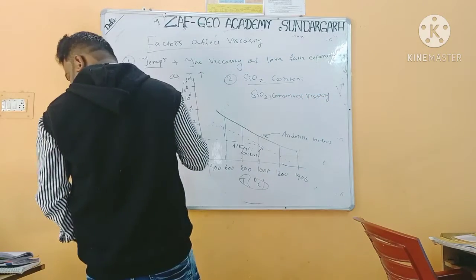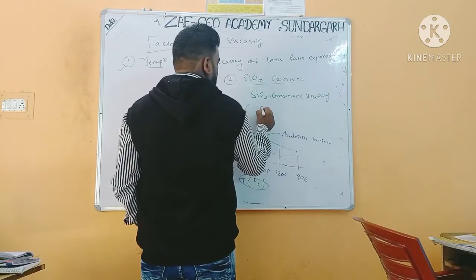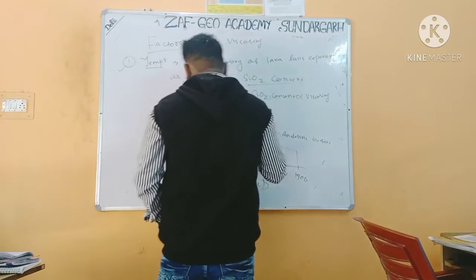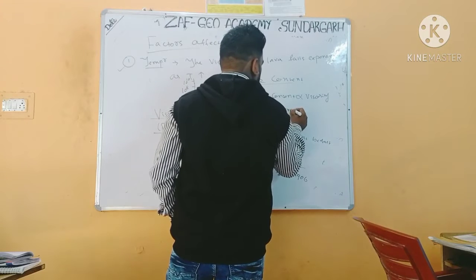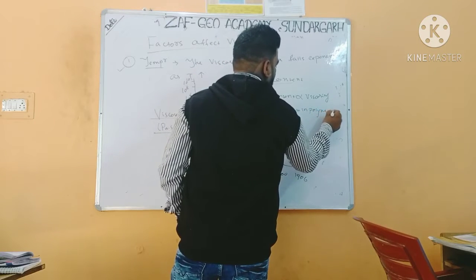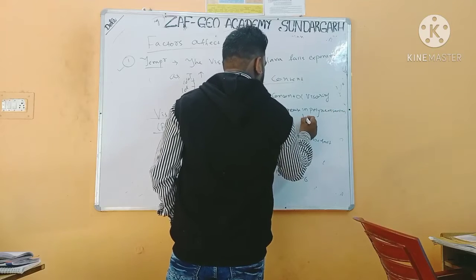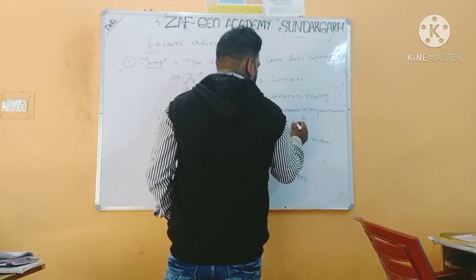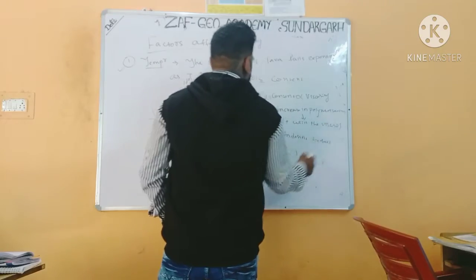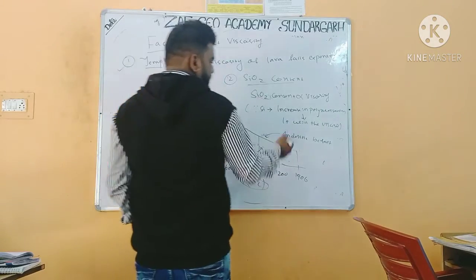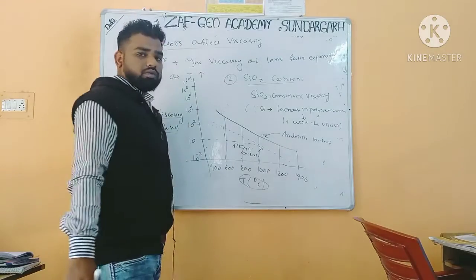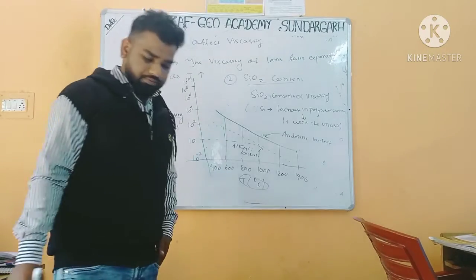Because as SiO2 content increases, it will increase the polymerization. Increasing polymers will form, and when the polymerization increases, it will increase the viscosity. So SiO2 content will be directly proportional to the viscosity. As SiO2 content in the magma or lava increases, the viscosity of magma also increases.